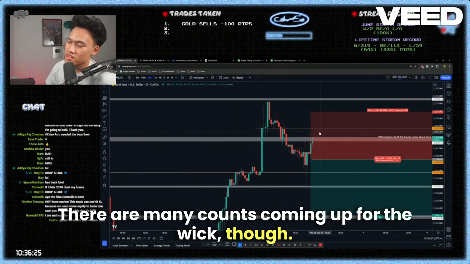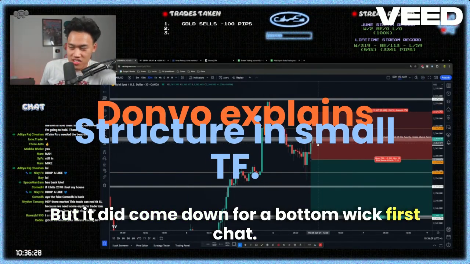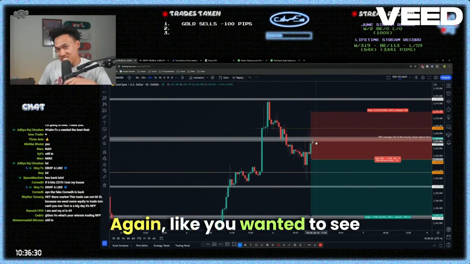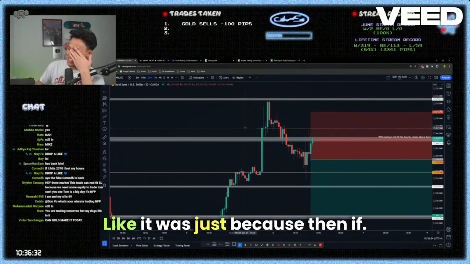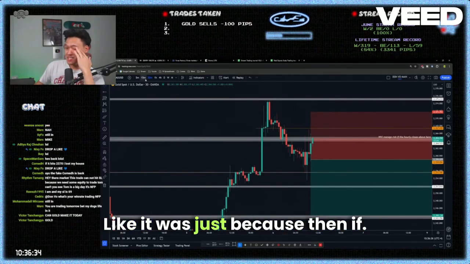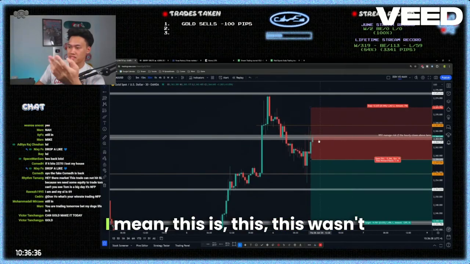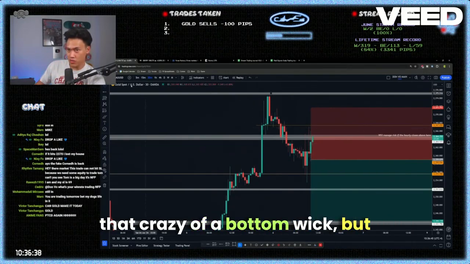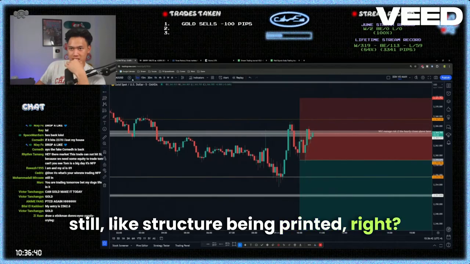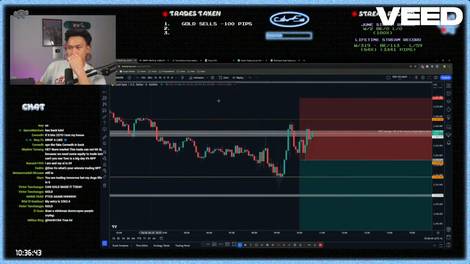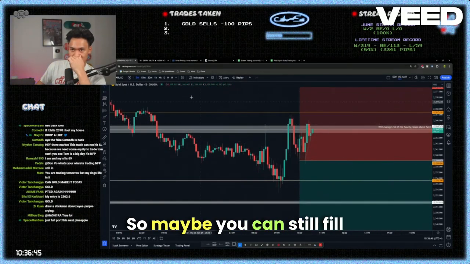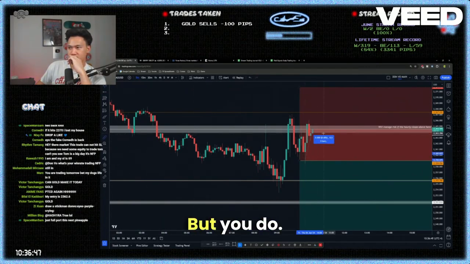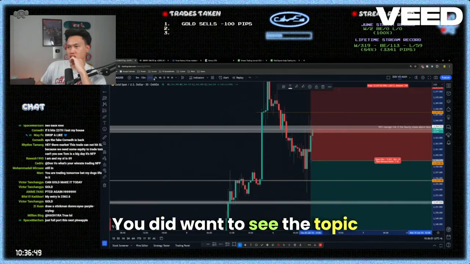30-minute counts coming up for the wick fill, but it did come down for a bottom wick first, chat. Again, you wanted to see the top wick first, right? I mean, this wasn't that crazy of a bottom wick, but still, structure being printed, right? You had 3 minutes for a 5, so maybe you can still fill the wick and flip in the 5, but you did want to see the top wick first.